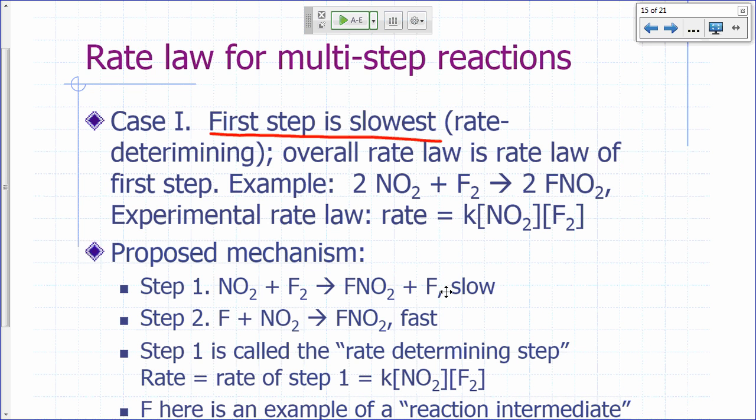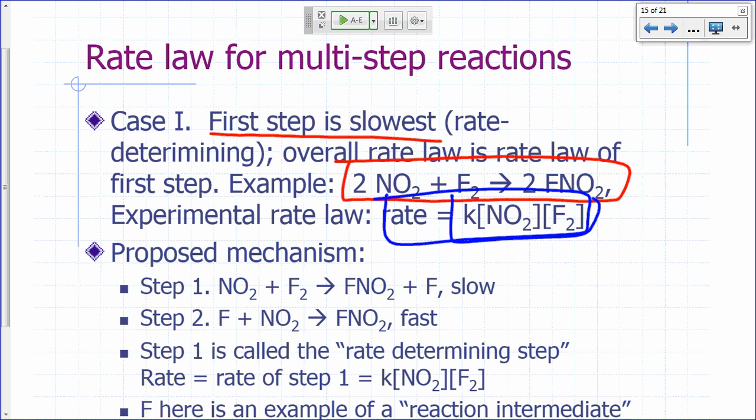For example, this particular reaction here, 2NO2 plus F2 gives you 2FNO2. If you did the experiment for this, you'll find that the rate law is this one: rate equals k times [NO2] times [F2]. Right away, look at that rate law. It's only first order with respect to NO2.